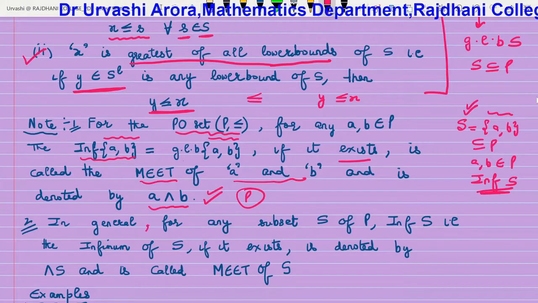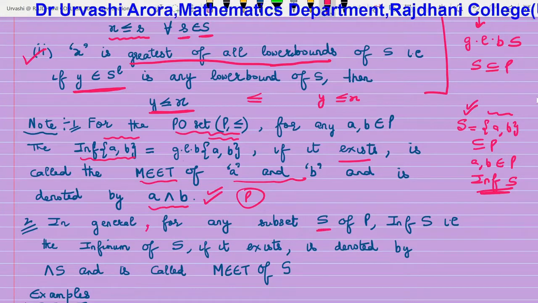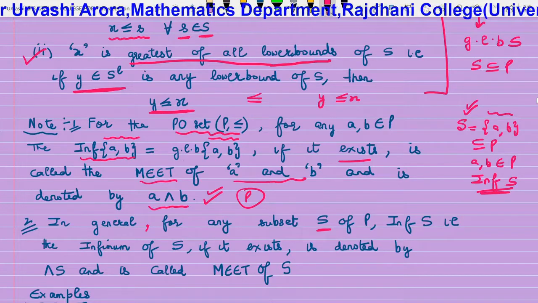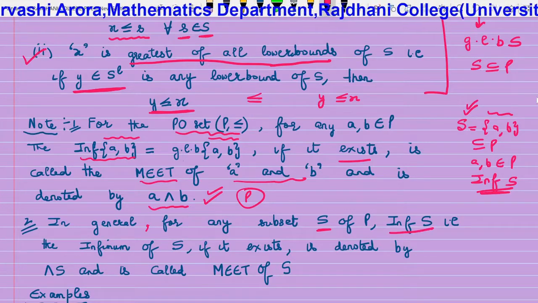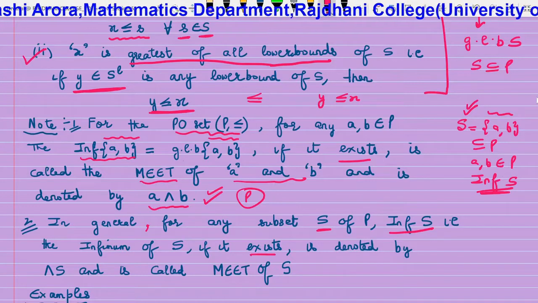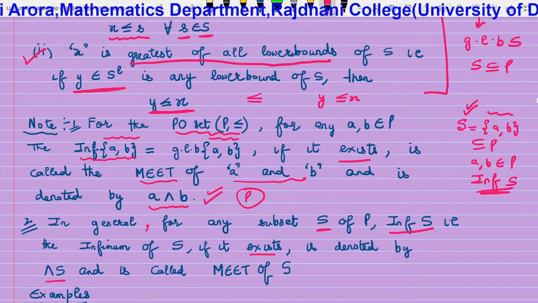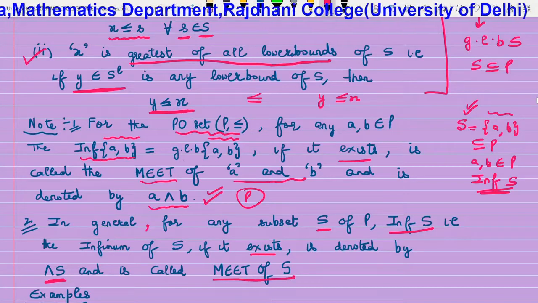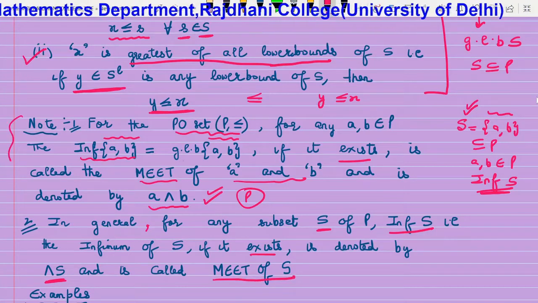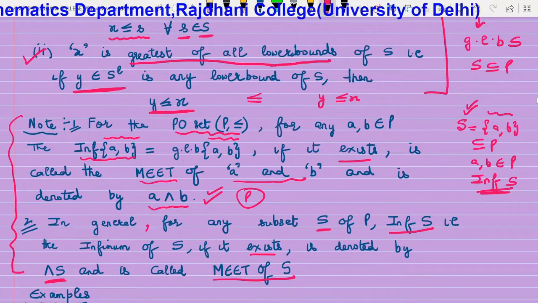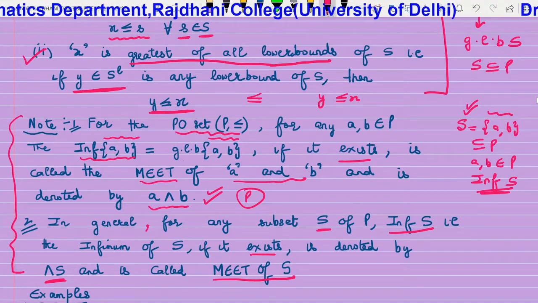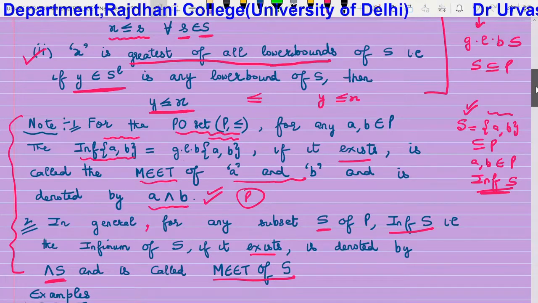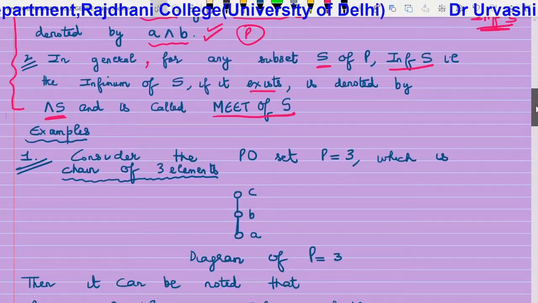Now in general, if S is any subset of P, not necessarily having just two elements, it can have any number of elements, then the infimum of S, or the greatest lower bound of S, if it exists, is again denoted by this inverted V S, and this is of course called the meet of S. So these are two general notations that we have whenever we are talking of the infimum of a subset of a PO set. Now with these notations, let us come to a few examples.